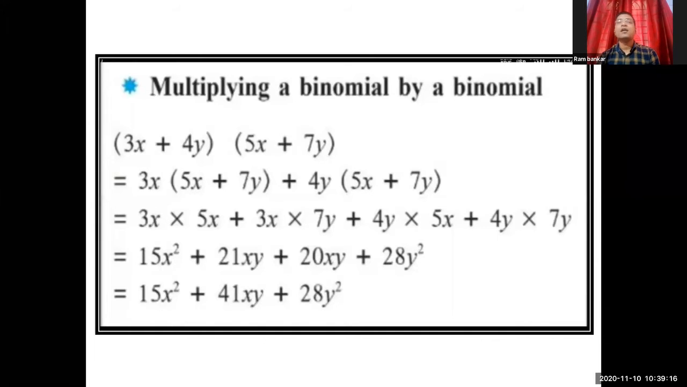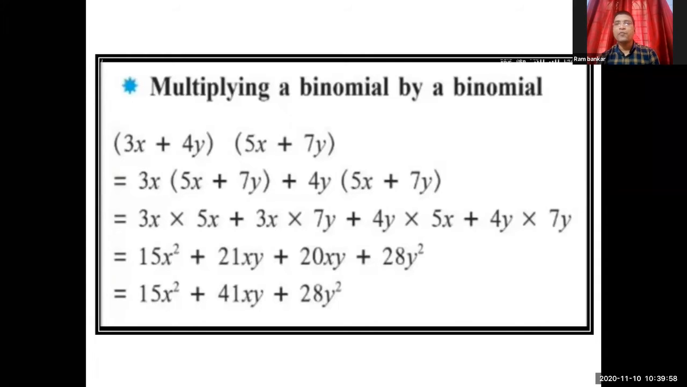Now look at the next step. 3 fives are 15, x square is there. 3 fives are 15, we already know. And x into x, what? We have to multiply this. While multiplying the variables, we have to put the square or index square of that variable. So 15x square is the answer of 3x into 5x. Now look at the next, 3x into 7y. 3 sevens are 21. The variables are different, so we write them as it is, xy. 21xy. Look at the next, plus sign as it is given.